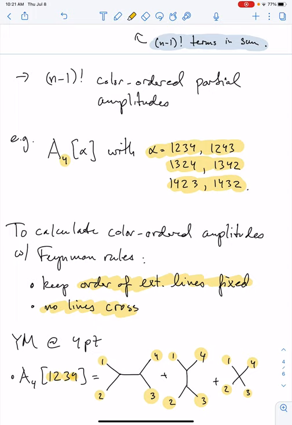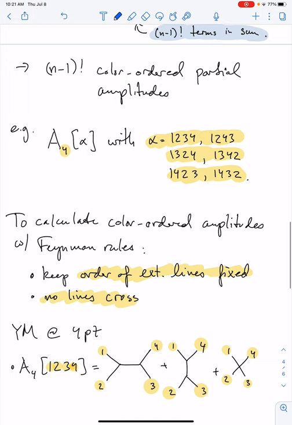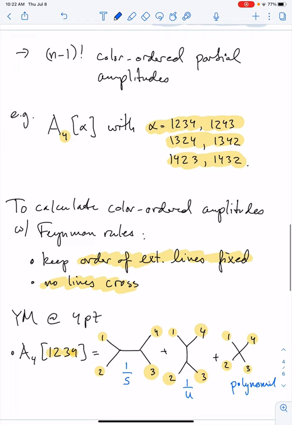So for Yang-Mills at 4 point with ordering 1, 2, 3, 4, we see that specifically I have a diagram in the 1-2 channel that will provide, since we're dealing with massless particles as gluons, a pole in the S channel. Then likewise, there's a U channel pole. And finally, there's a term that is polynomial. It doesn't have any pole. It comes from the contact term in Yang-Mills. So that's how it would look like in Feynman diagrams.